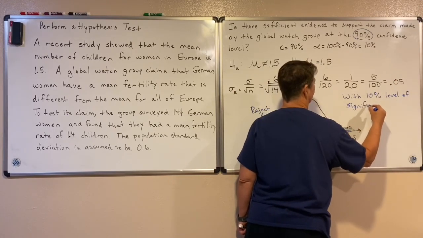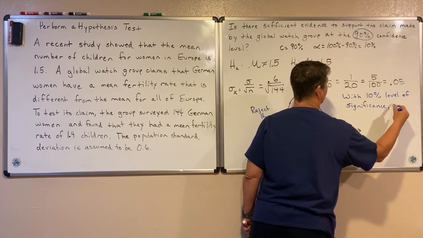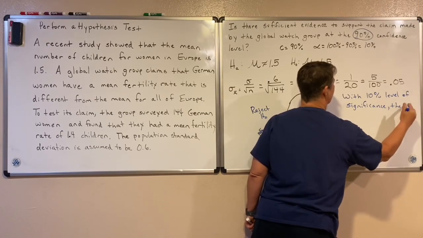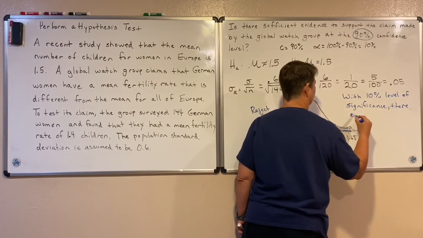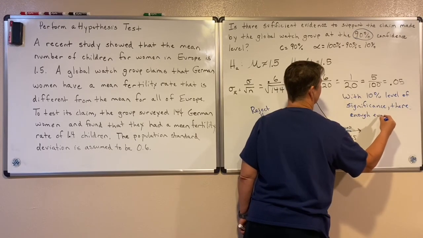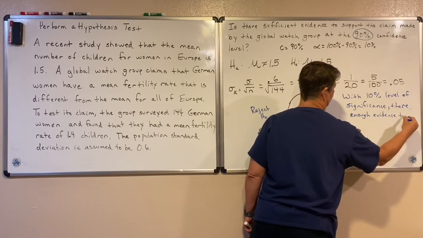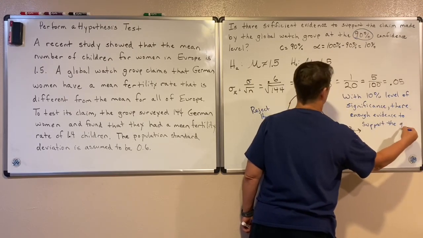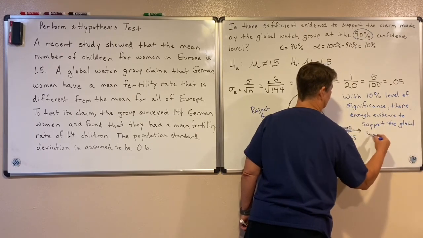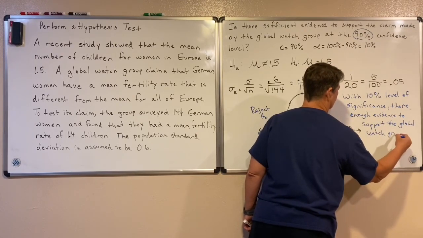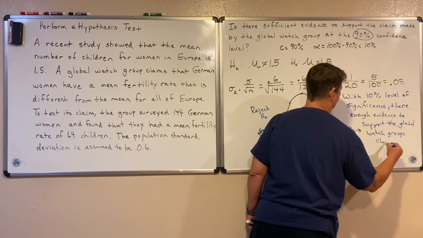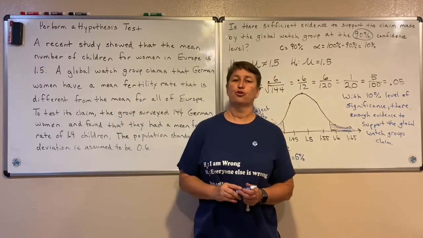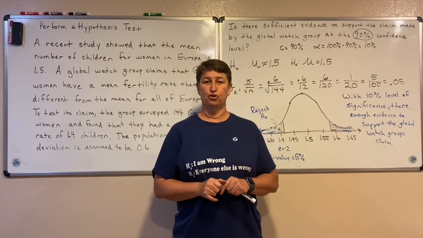there is enough data and enough evidence to support the Global Watch Group's claim that German women have a different fertility rate than the rest of Europe.